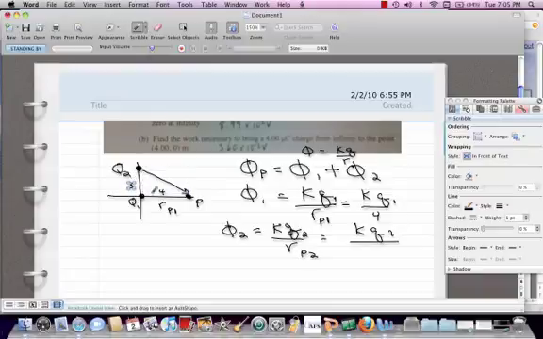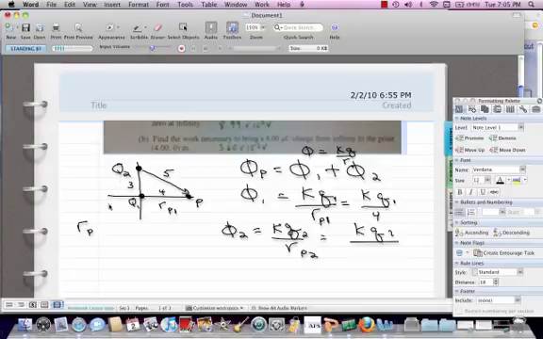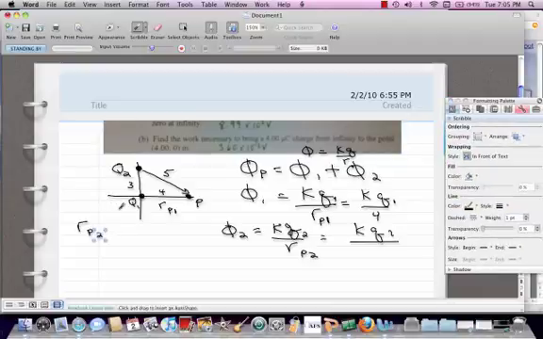So this is a triangle, and I know this is a 3, 4, 5 right triangle, but let's just say I didn't know that. I would say that RP2, the vector from 2 to P, is going to equal the square root of 4 squared plus 3 squared. When I work that out, I get the square root of 25, which is equal to 5. So this is going to be over 5.